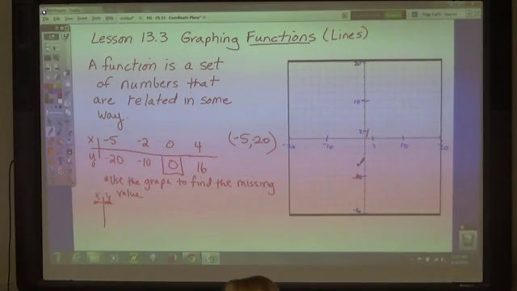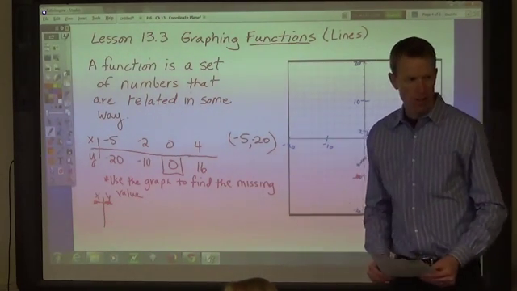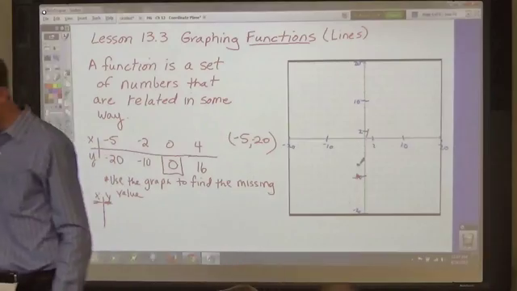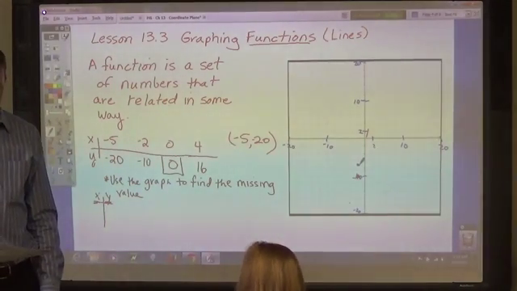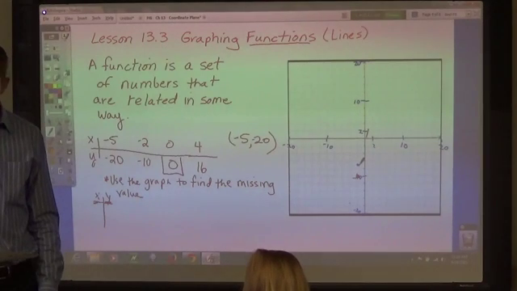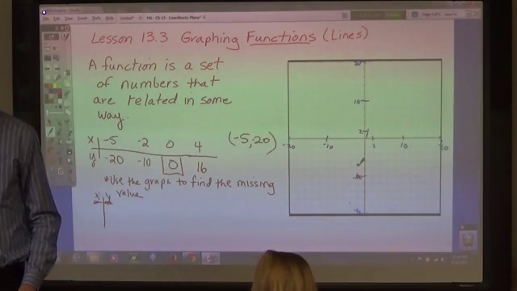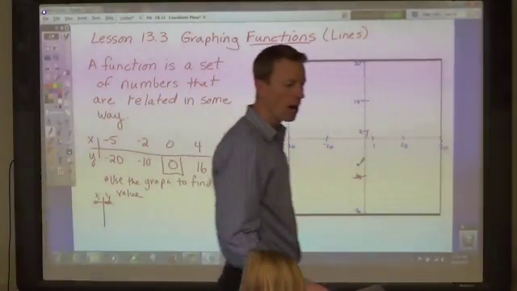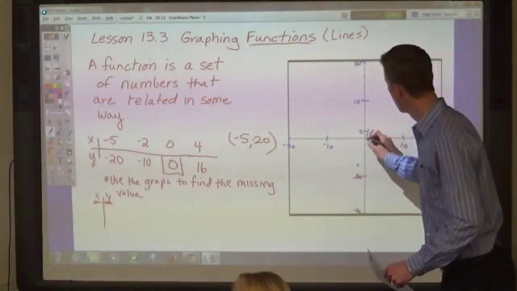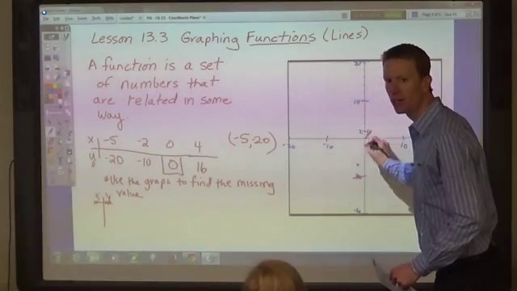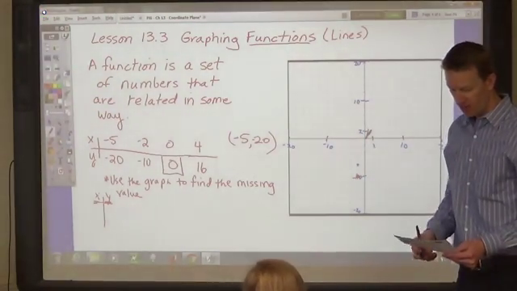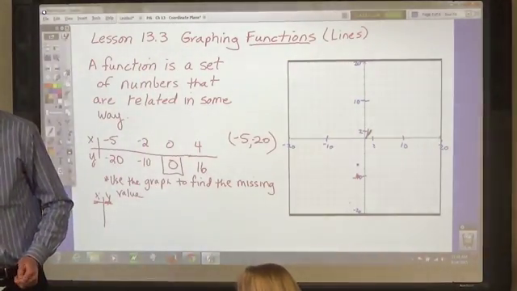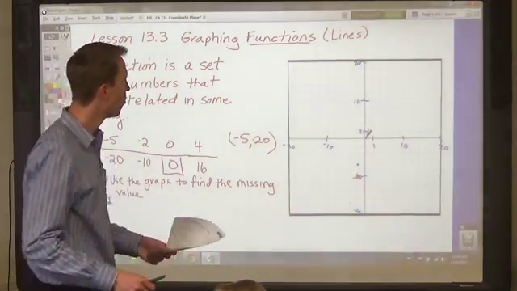So where would it cross the... Where does it cross when x is 0? In other words, where does it cross the y-axis? That's the x-axis. Where does it cross the y-axis? When it crosses the y-axis, that's when x is 0, right? At -3. So that's what you fill in the missing place, -3. That's where it crosses the y-axis.